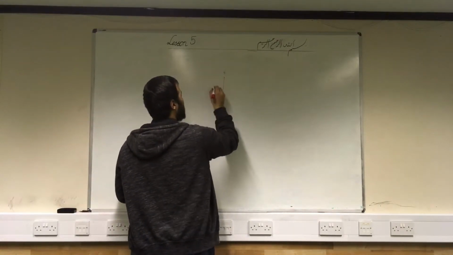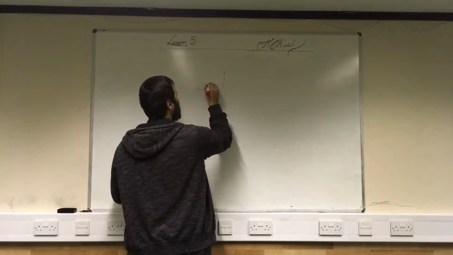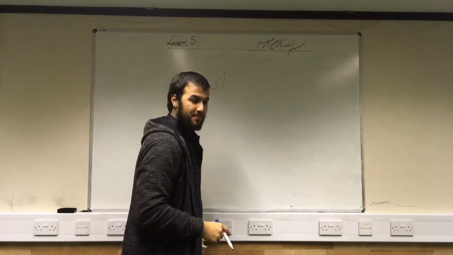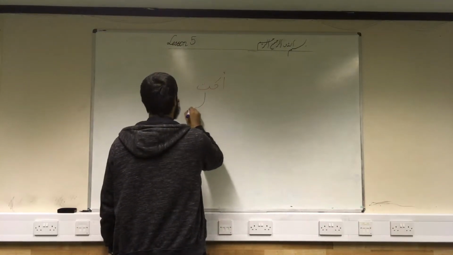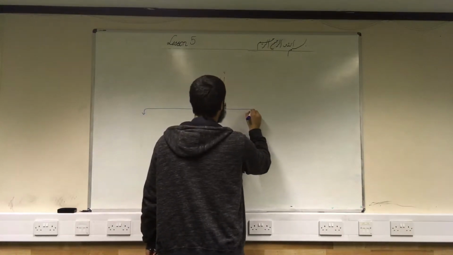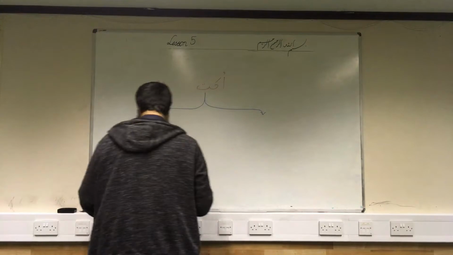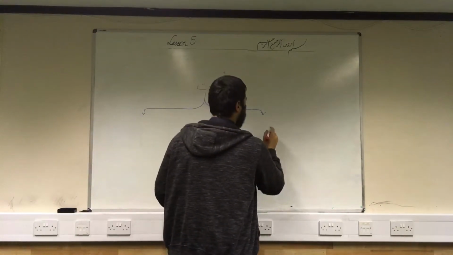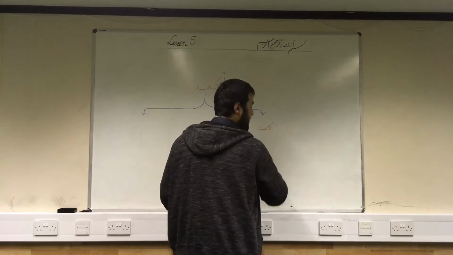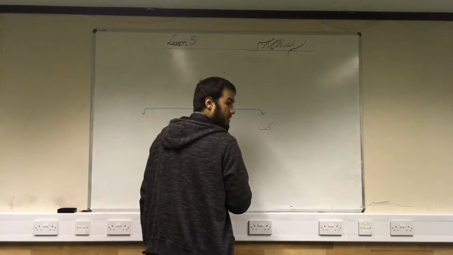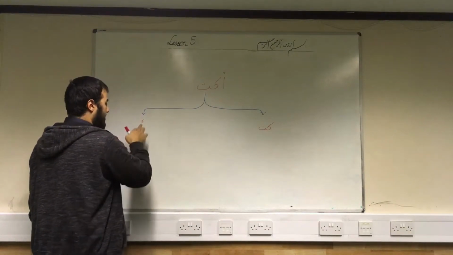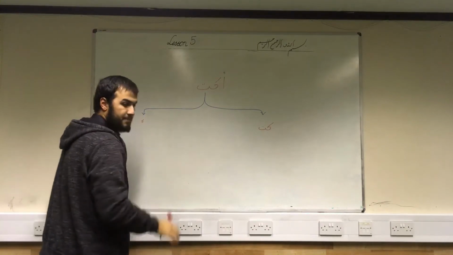Now with akat, we divide this into 2 as well. So this goes 2 ways. Akat is divided into 2. One is kat, and the other side is Hamza. You can write it as Hamza only or Hamza with alif, doesn't matter.